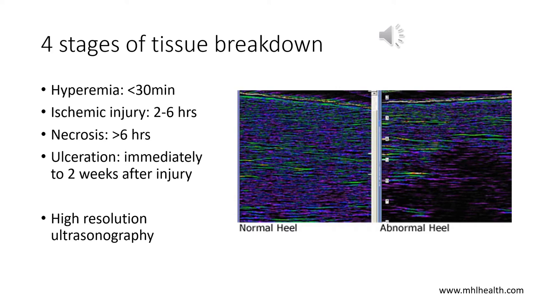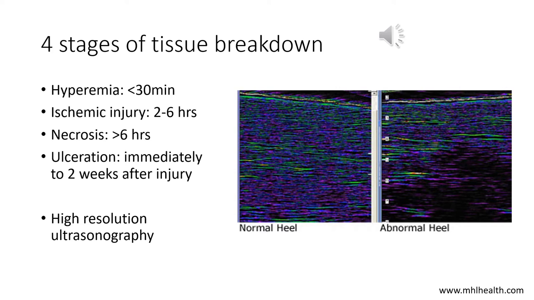So we want to make sure that we're understanding the level of tissue necrosis and death that can occur before we're able to detect that on the skin surface. So usually we see hyperemia occur anytime in less than 30 minutes. We start to see ischemia over a number of hours. So we do want to be repositioning our patients at least every 2 hours, if not sooner. And we start to see necrosis or cell death in approximately 6 hours or greater.